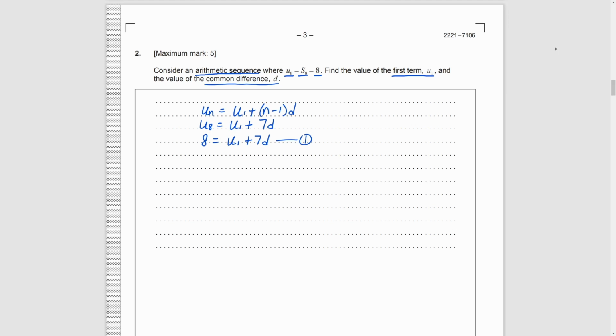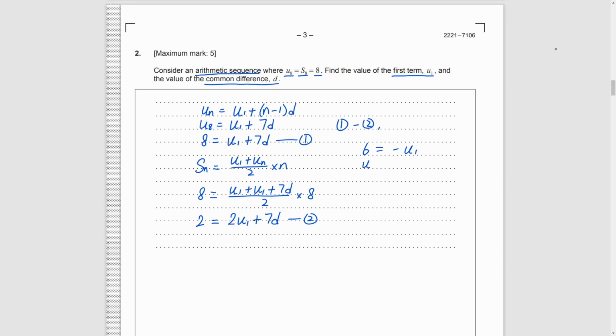And then, by the general formula of arithmetic series, we have S_n equal to (u_1 plus u_n) divided by 2 times n. Of course, then we do substitution for n and S_n again. After simplification, we can get the second equation. Now, we just need to solve simultaneous equations. Use the tricks we learned from middle school. We can get d is 2 and u_1 is -6.